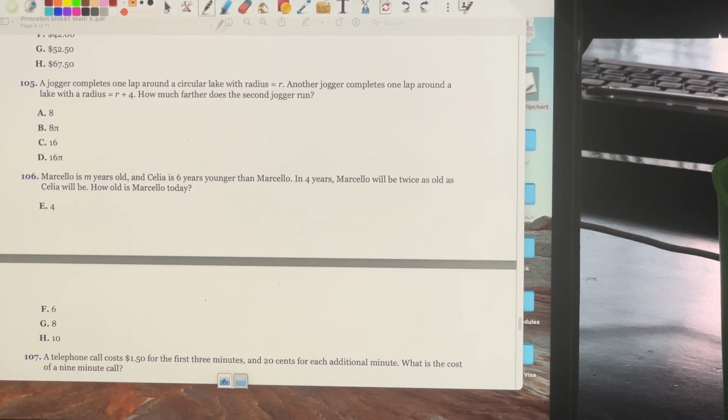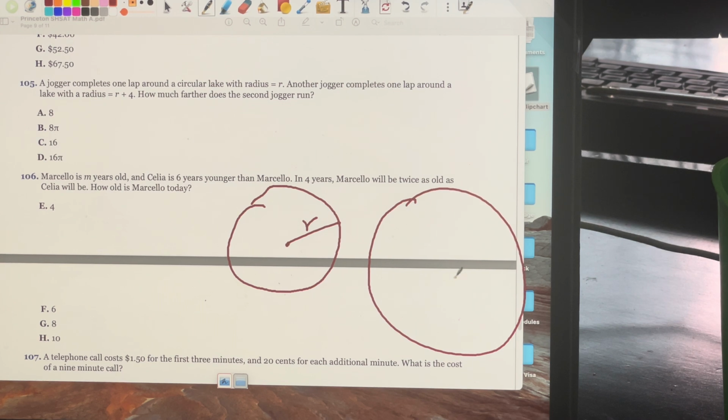Ooh, I like this question. So there is a jogger. The radius is r. There's another jogger, bigger circle. This radius is r plus 4. How much further does the second jogger run?